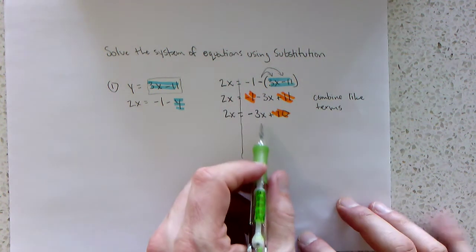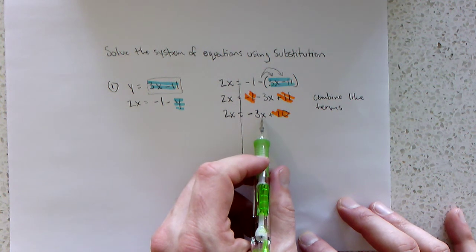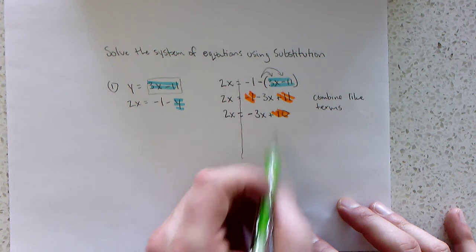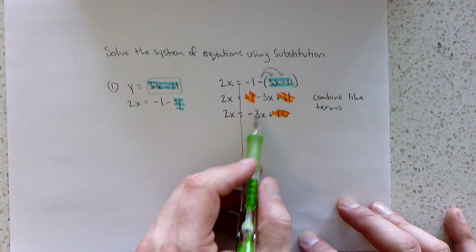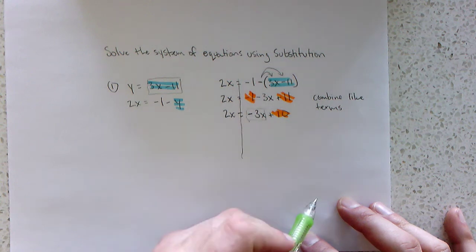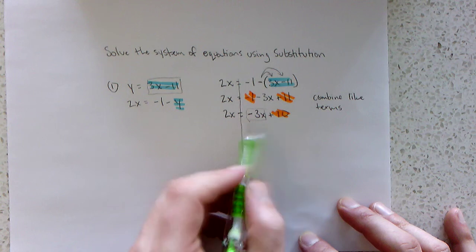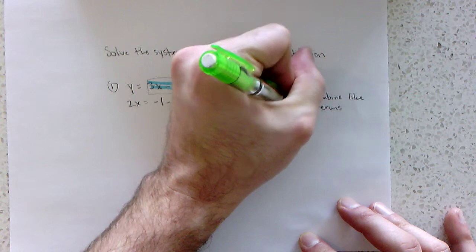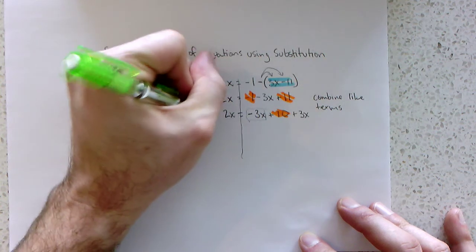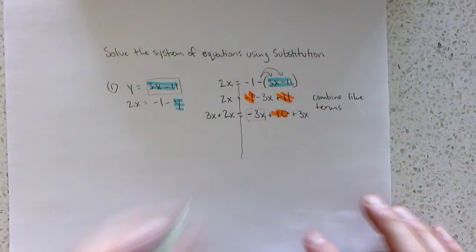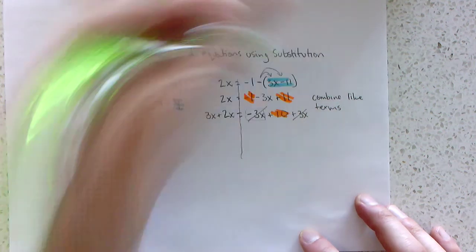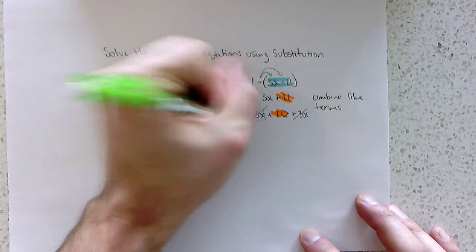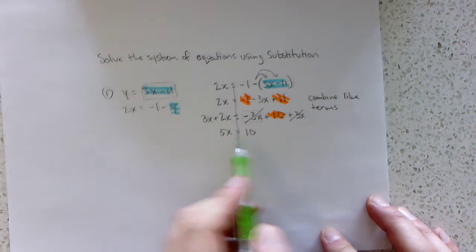Now my next step is to actually get all the x's on one side and keep anything without an x on the other. So in order to do that, I see I have a negative 3x. So in order to get the negative 3x to this side, I have to add 3x to both sides. So this negative 3x and the positive 3x go away, leaving me on this side with a 5x. And then on the right side, a 10.